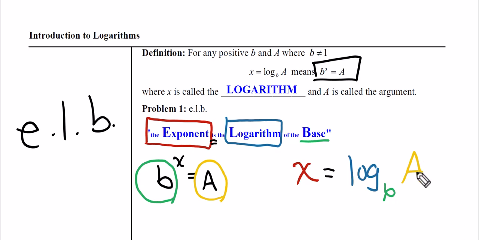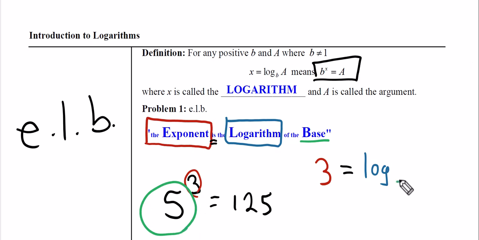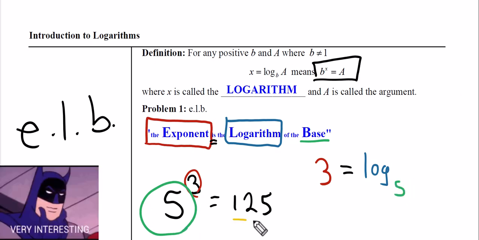So what this little thing is telling me is how to lay things out. So let's say I have this exponential right here. Well, if I follow e.l.b, e.l.b, and I want to write this as a logarithm, I take the exponent. So in this case, the exponent is 3. So the exponent is the logarithm of the base. What is the base? 5. Where do my leftovers go?